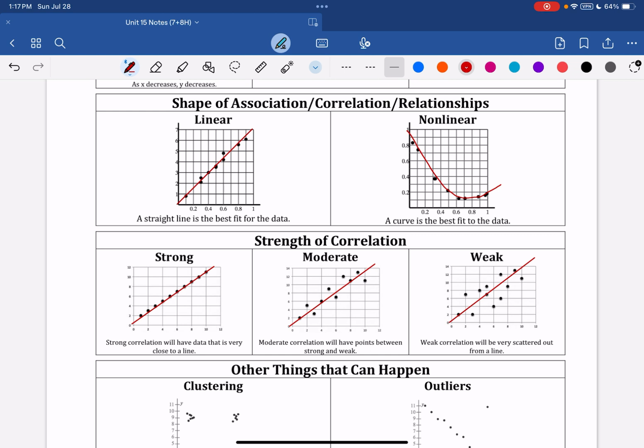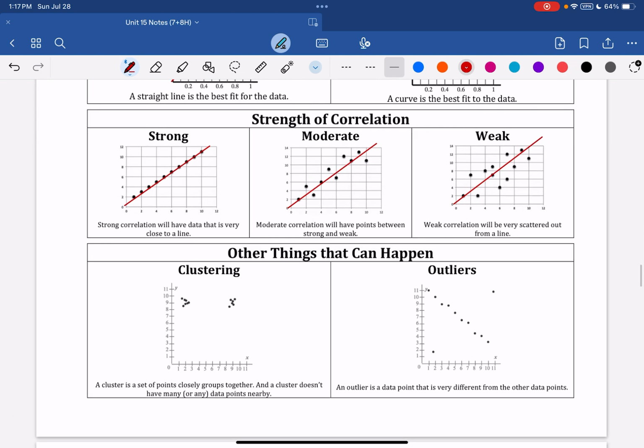A couple other things that can happen: we can have clustering. Clustering is when you have a set of points all really close together and there's not anything else really by. In this one, we have two different clusters. Another thing that can happen are outliers. An outlier is one point way away from everything else. This graph has two outliers.